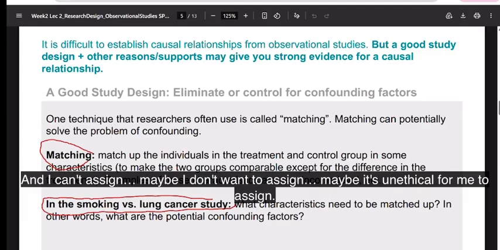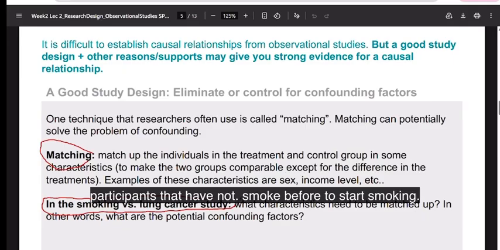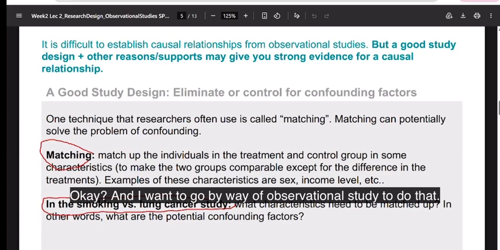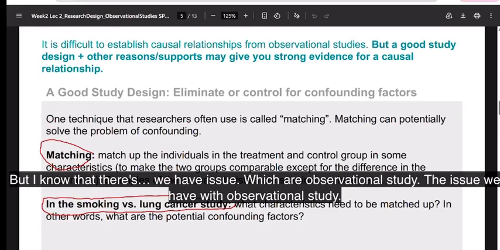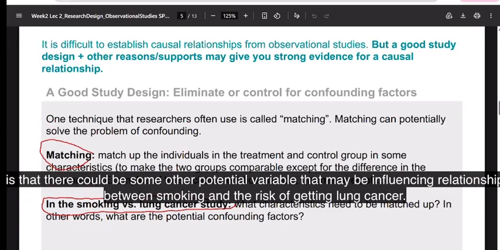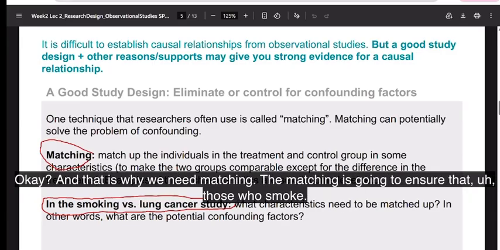Maybe it's unethical for me to assign participants who have not smoked before to start smoking. So I want to go by way of an observational study to do that. But I know that we have an issue with observational studies. The issue is that there could be some other potential variable that may be influencing the relationship between smoking and the risk of getting lung cancer. And that is why we need matching.